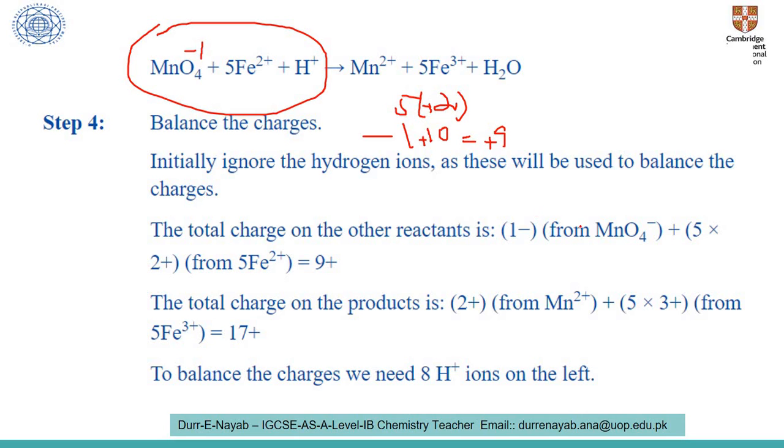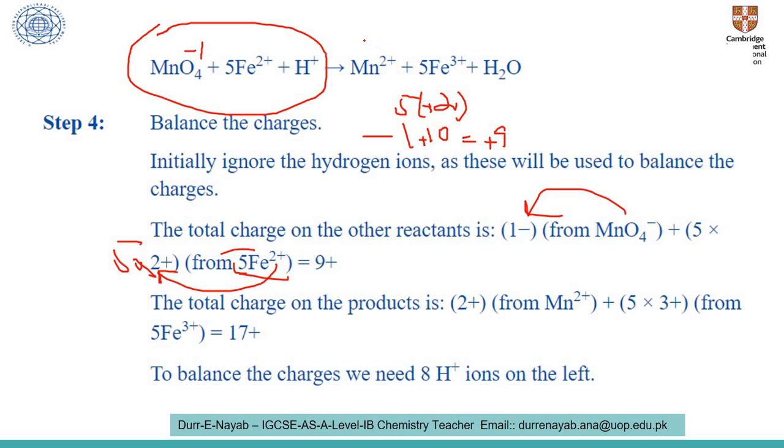Now for the manganese the charge is -1, and for the iron the charge is 2, but how many irons do I have? I have 5, so I have to multiply that charge with 5. 5 twos are 10. So 10 minus this 1 will give you +9.